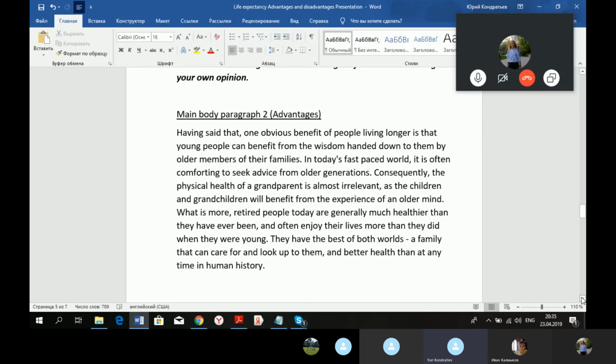What is more, retired people today are generally much healthier than they have ever been, and often enjoy their lives more than they did when they were young. They have the best of both worlds, a family that can care for and look up to them, and better health at any time in human history.